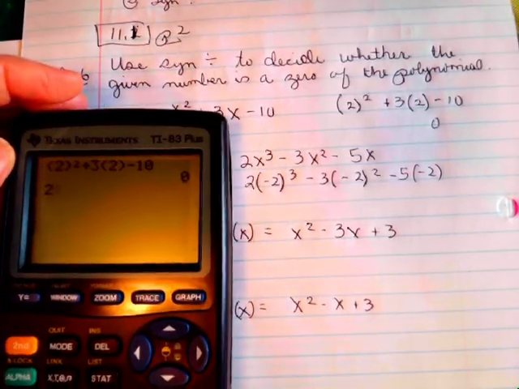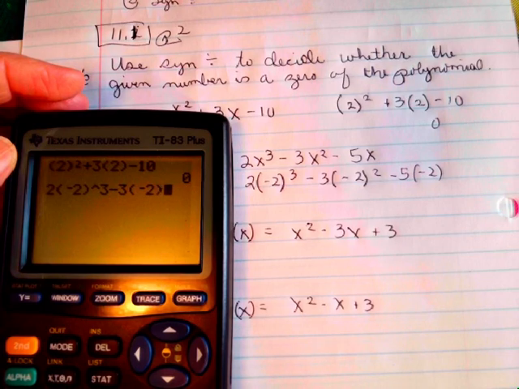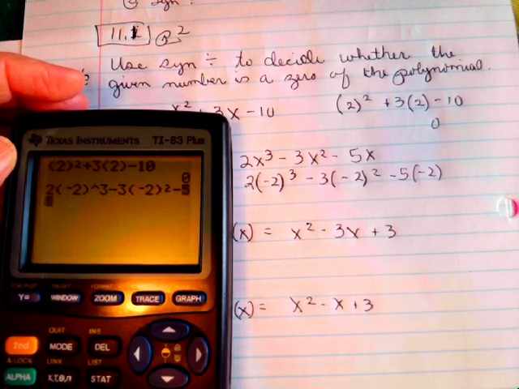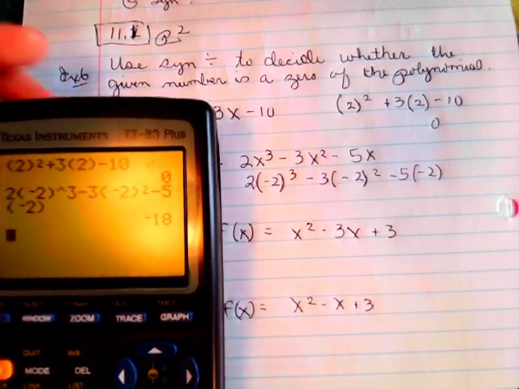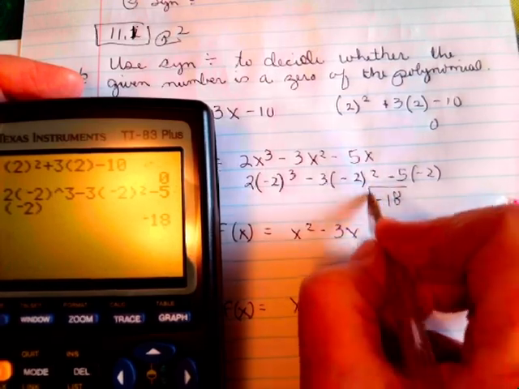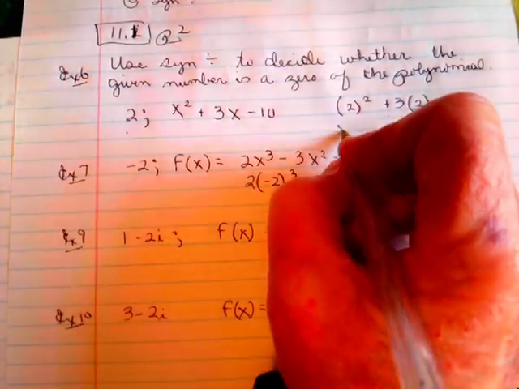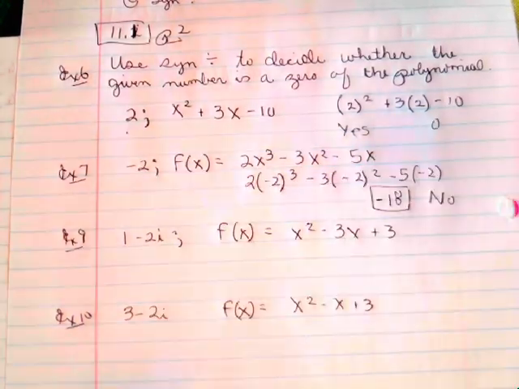2, open parentheses, negative 2, to the third, minus 3, open parentheses, negative 2 squared, minus 5, open parentheses, negative 2, press enter. You get negative 18. The answer is no. Up here the answer was yes, because we got 0.